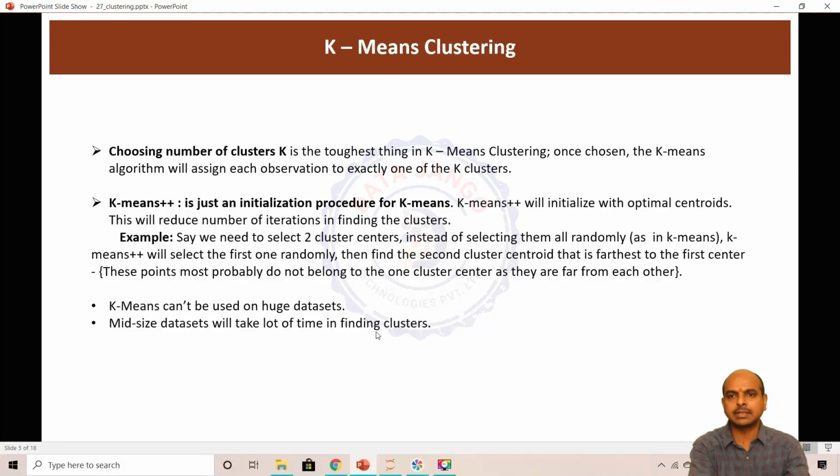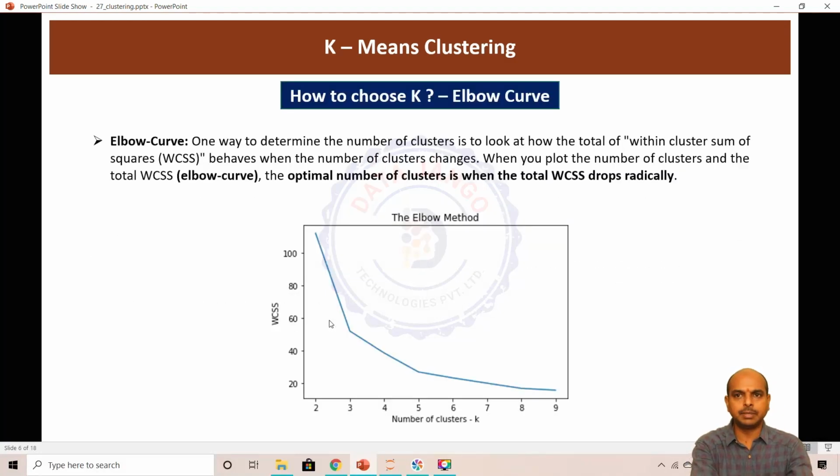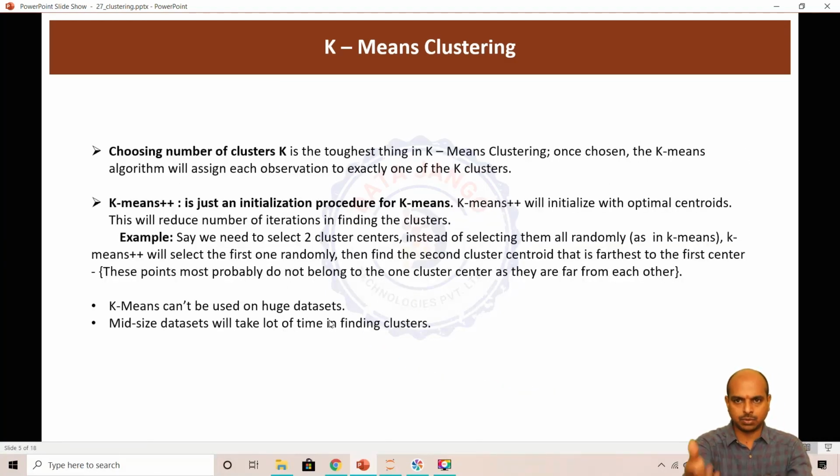And with mid-size data sets, it takes lots of time. The ministry data set is the example. If you don't believe me, I'll give you the data and the code, and you can try it out. So the next question is how to choose k. We'll see that in the coming session. There are 2 approaches: the elbow curve and the silhouette score, or silhouette analysis. We'll see those 2 in the coming session.